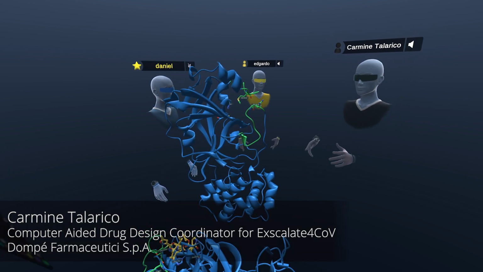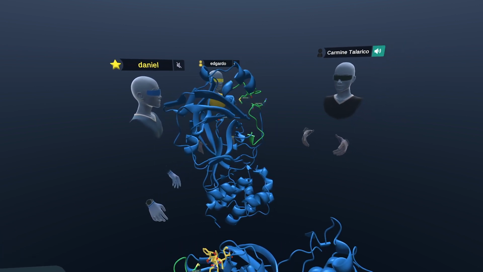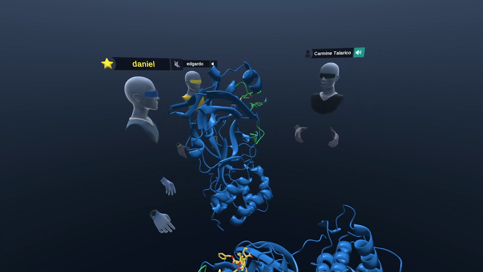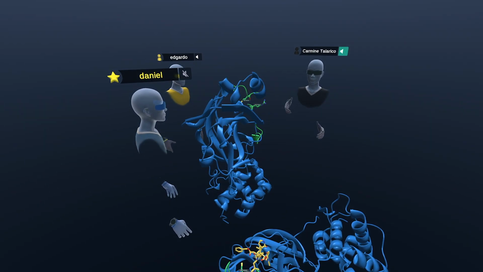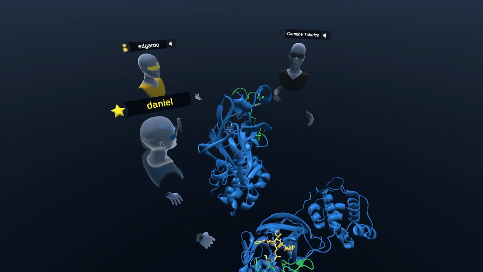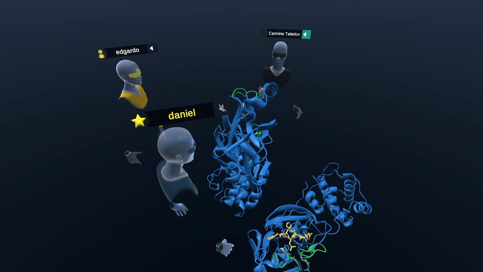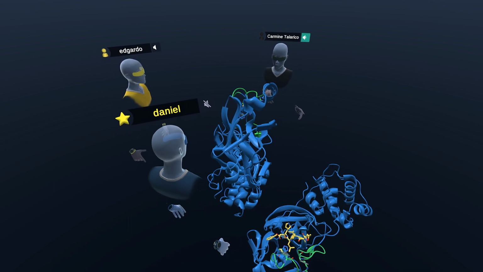I'm a computational chemist. Today, we will take a look at the analysis of the main protease of coronavirus that we carried out by using a molecular dynamics simulation. We focused our attention on the monomeric and dimeric form, the functional one, of the 3CL protease.